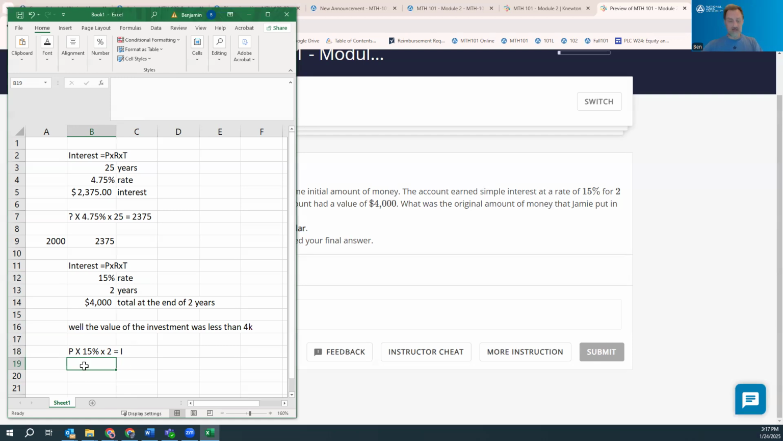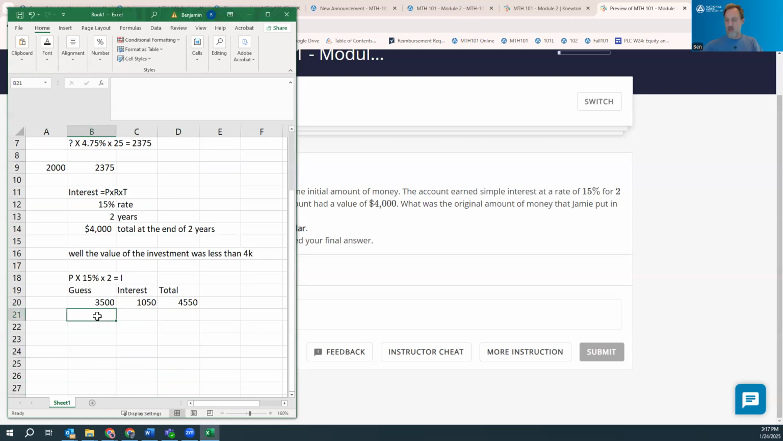And so I'm going to have my guess here, my principal. I'm going to say, I don't know, 15% is a big percent, but it's only 2 years. So I'm going to say $3,500. And then I'm going to say, what would the interest be in that situation? Well, I would take my 3,500 multiplied by 15% and multiplied by 2. And then I would add these together. And I can already tell I'm way over where I need to be. So this is my total. All right. Well, that was okay, but not what I wanted.